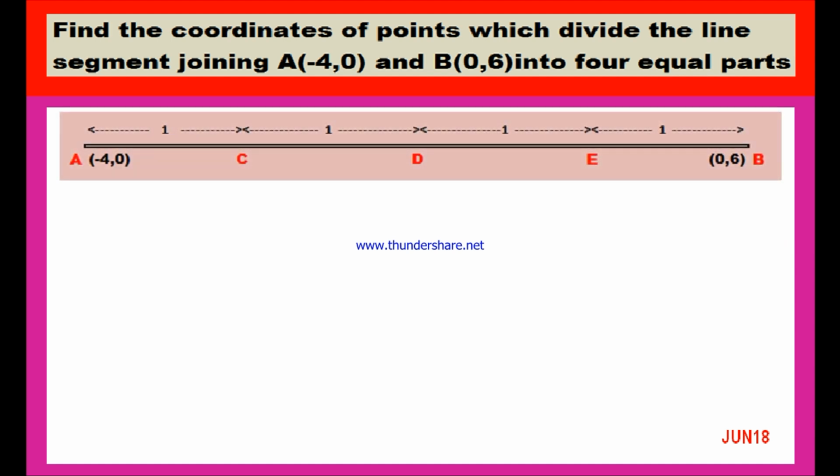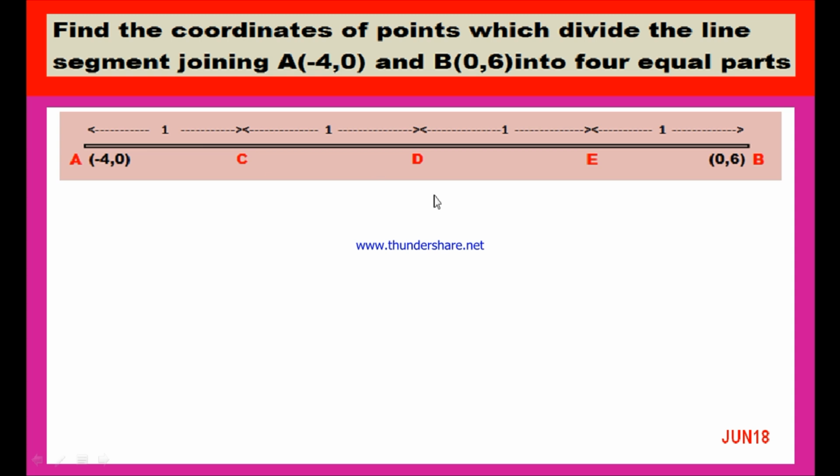Here is the diagram. AB is the line segment. A to B is the line segment. Now this line segment is to be divided into how many parts? Ready students, you may please verify the question. Now into how many parts is this line segment AB to be divided? Yes, it is to be divided into 4 equal parts. Means this total AB is to be divided into 4 equal parts.